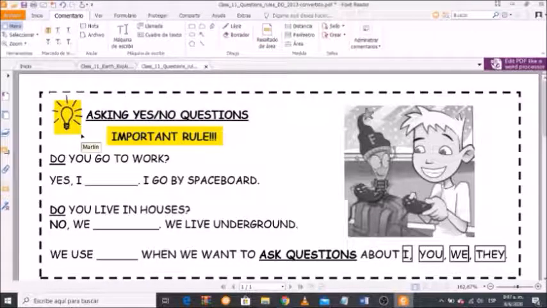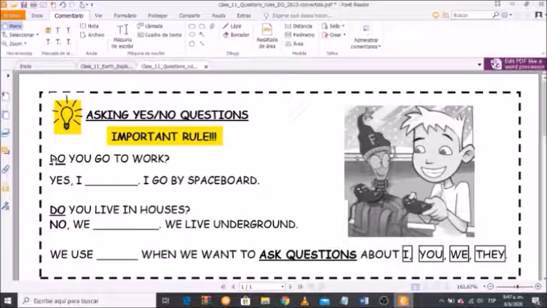Y recuerden también, como siempre les indico, que si tuvieron la posibilidad de imprimir este handout, no deben doblarlo cuando lo pegan en la carpeta. Okay, so it says, asking yes, no questions. Do you know what a yes, no question is? ¿Alguno sabe qué es una yes, no question? Okay, una yes-no question es una pregunta cuya respuesta puede ser o yes o no, es decir, o sí o no.